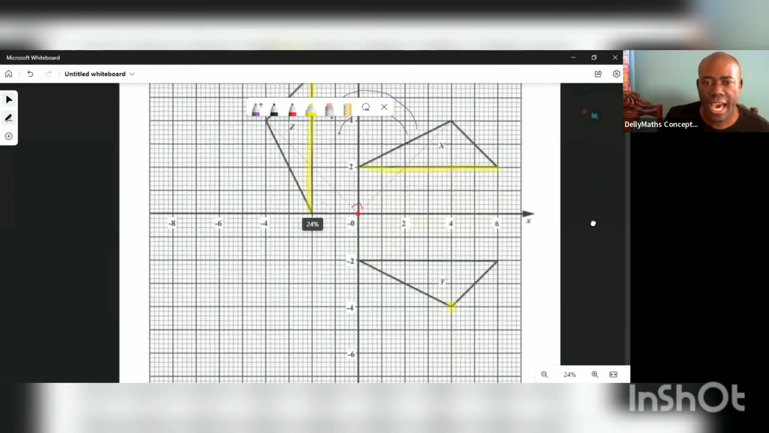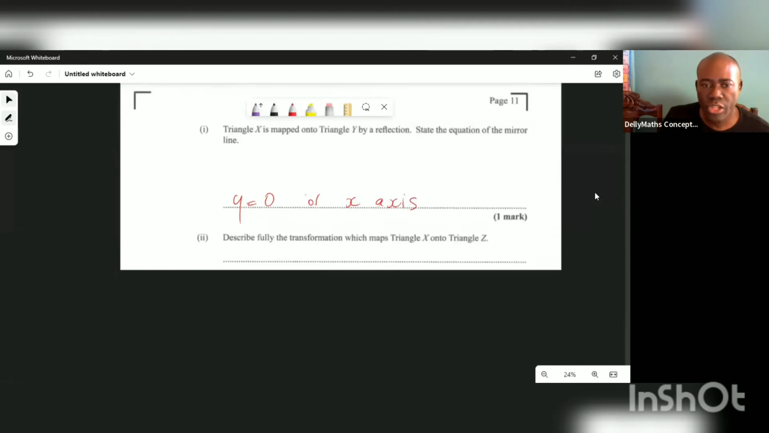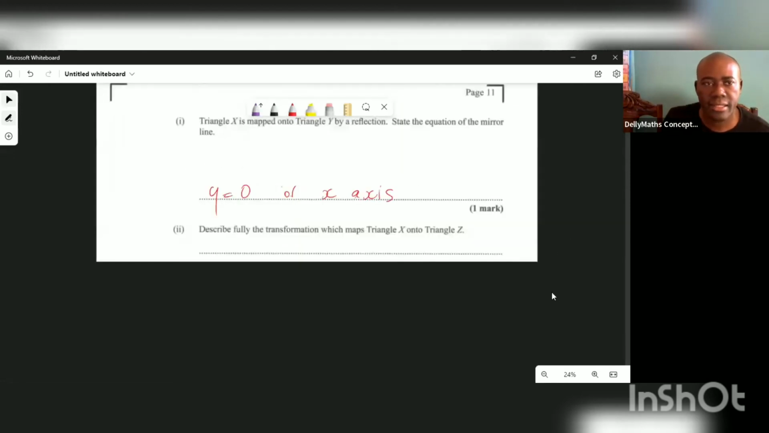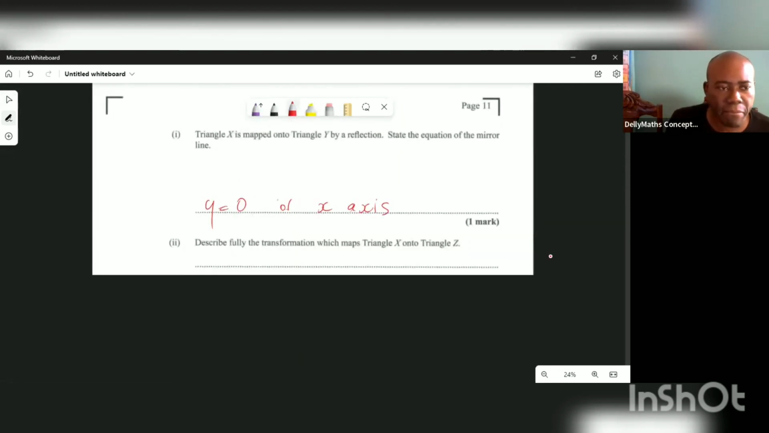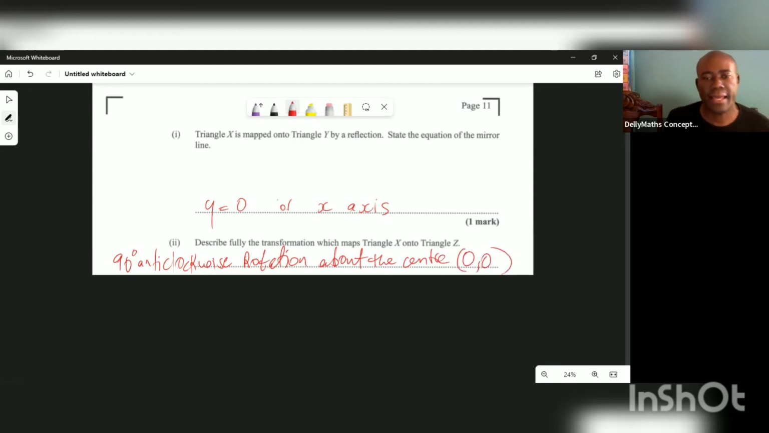So let us just answer this question. It is a 90 degrees anti-clockwise rotation about the center 0, 0. And that's 3 marks right there to do that.